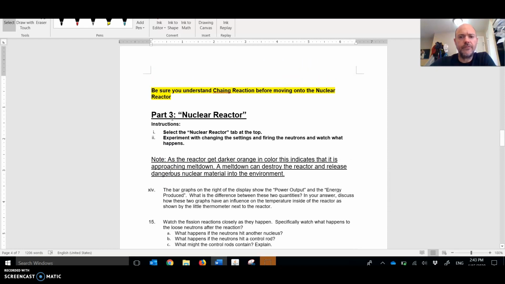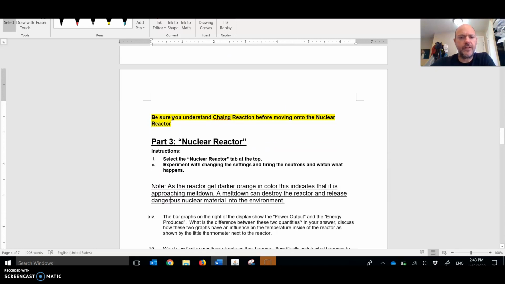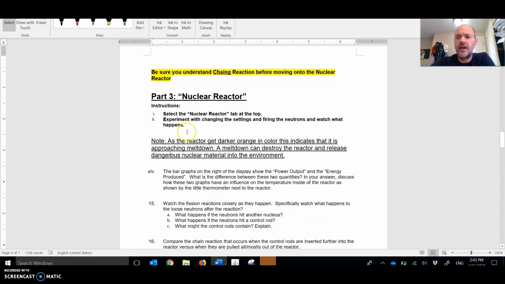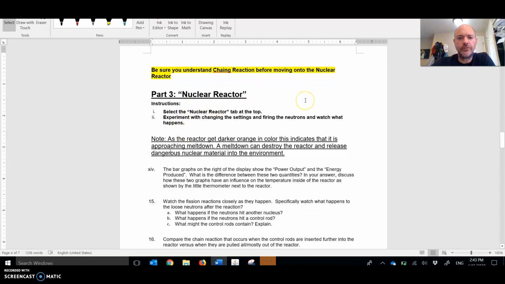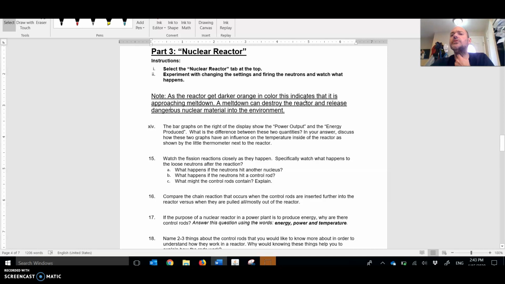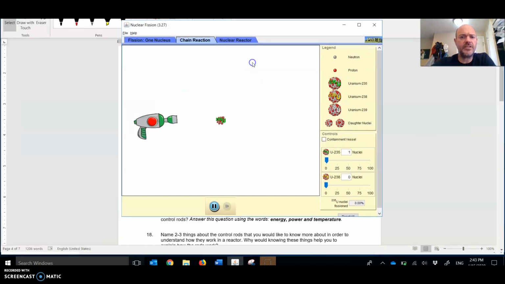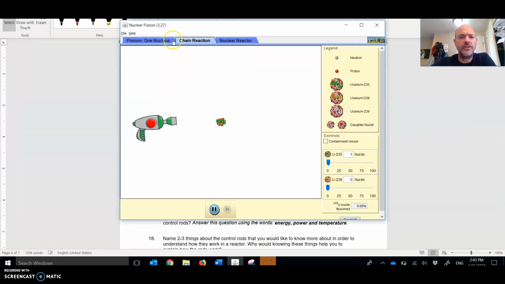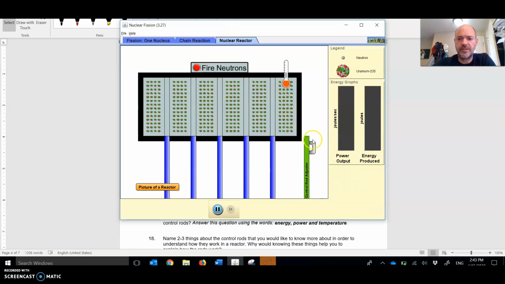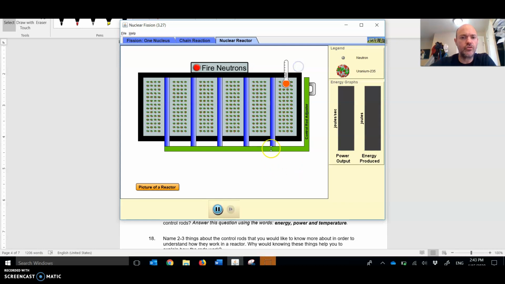Okay, so we're going to finish up the PhET fission activity. This is part 3. We're looking at the nuclear reactor. So you can get on to the simulation again. Nuclear reactor tab is this tab right here. And it brings up something that looks like this. You'll probably have the control rods all the way up in place.